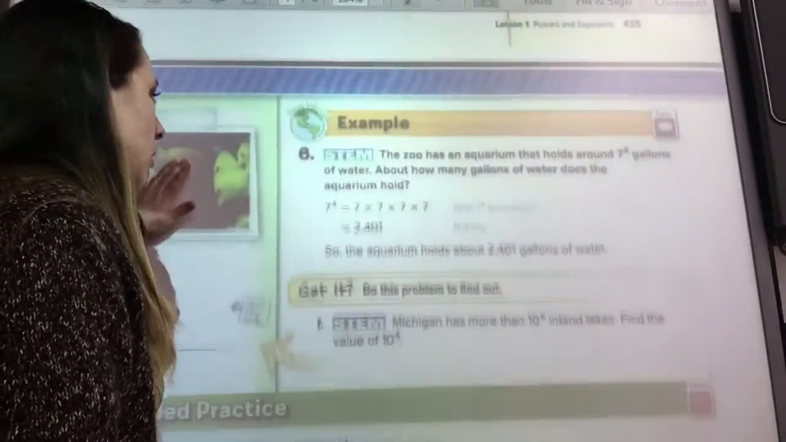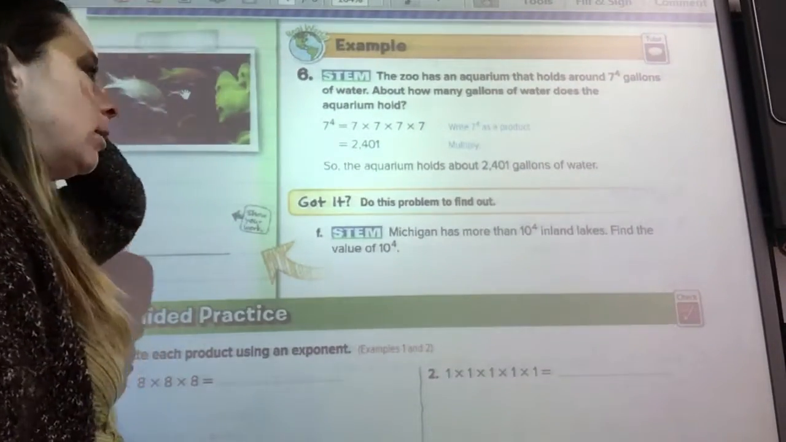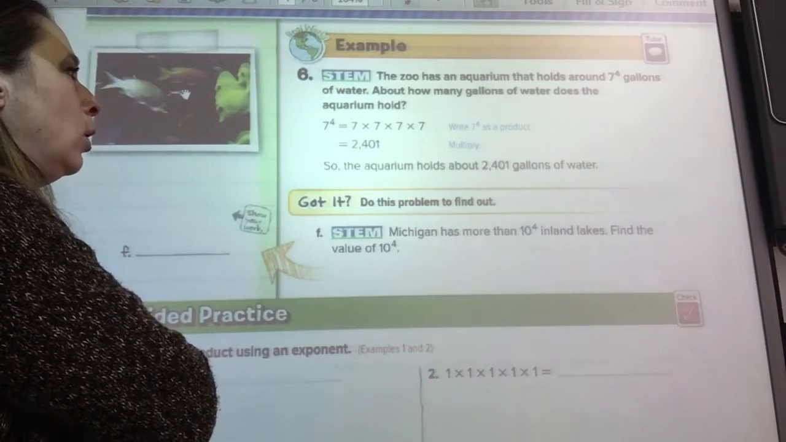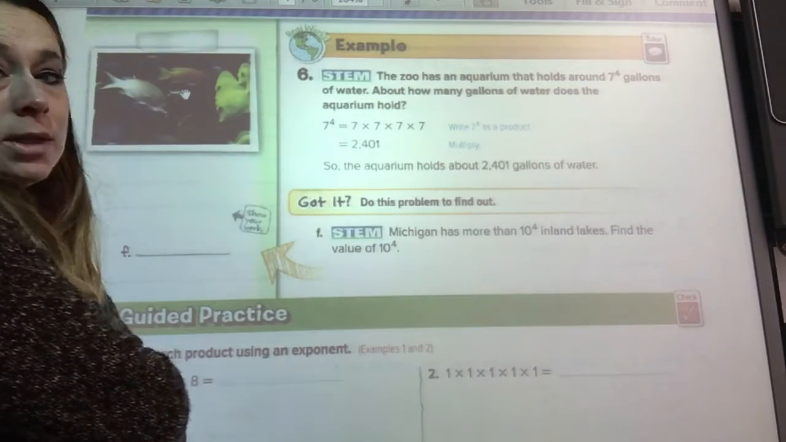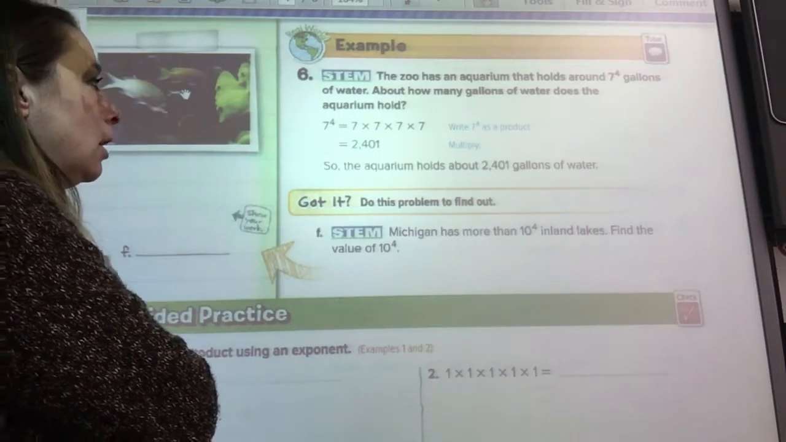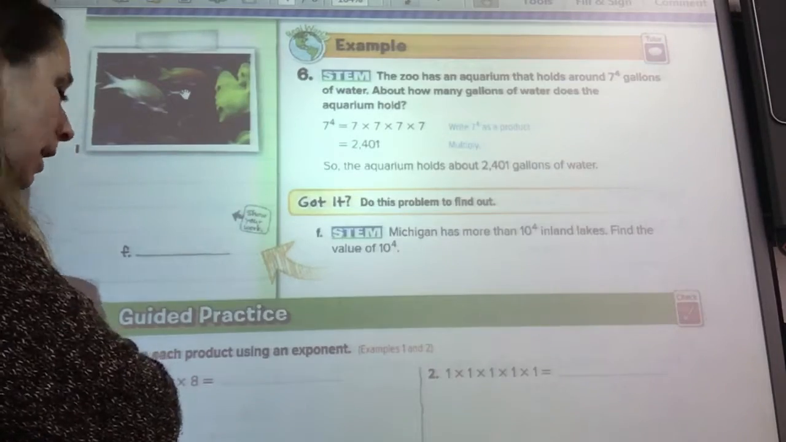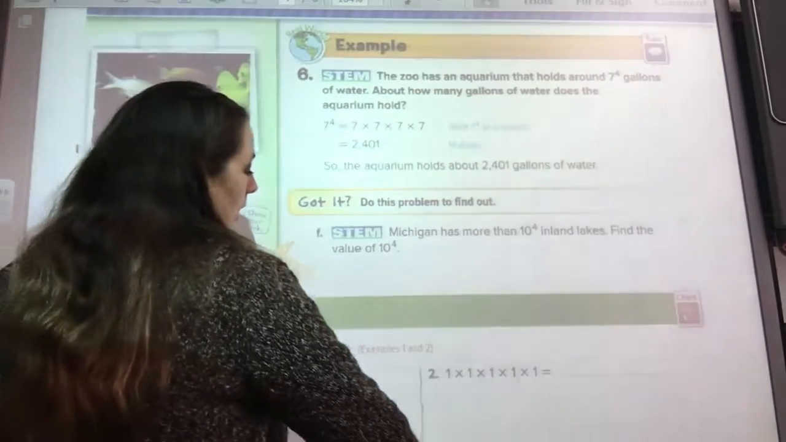Alright, let's look at our stem length. The zoo has an aquarium that holds 7 to the 4th gallons of water. How many gallons of water does it hold? And they were nice enough to do that one for us. 7 times 7 times 7 times 7 is 2,401 gallons. So now they gave us a nice easy one. They gave us a power of 10.